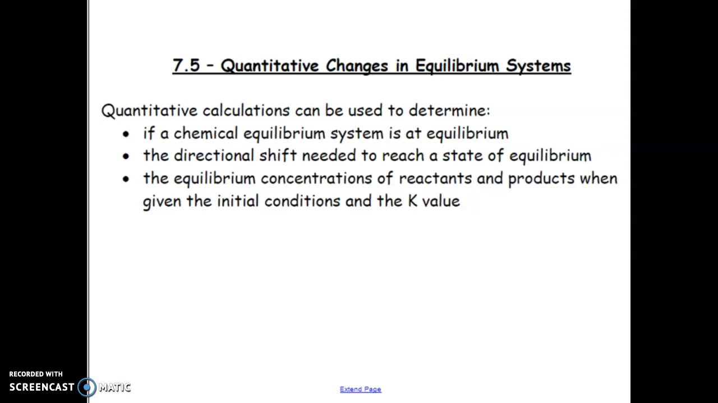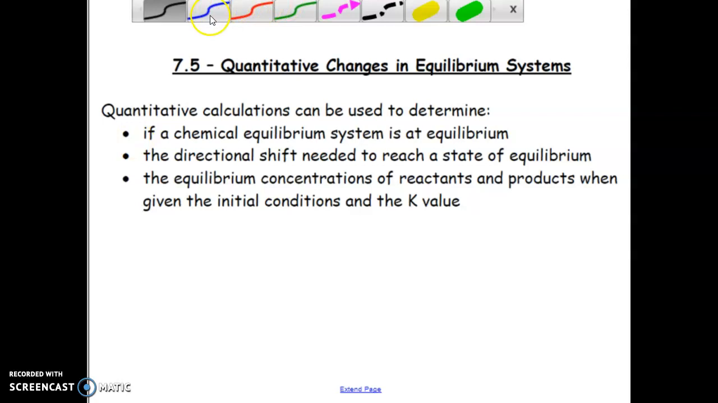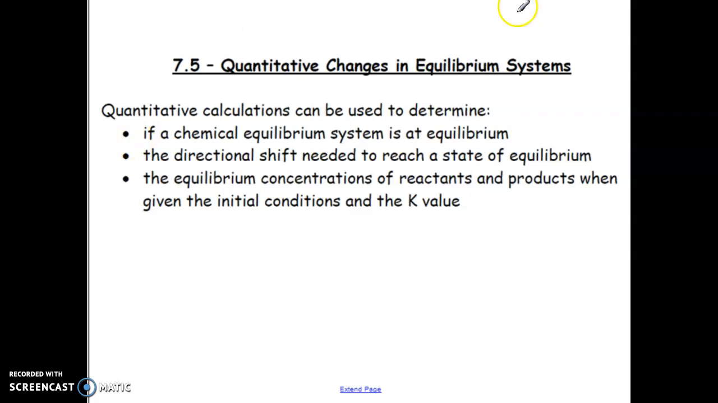So today we're going to be looking at quantitative changes. So not necessarily looking at shifting left or right, but not only saying the shift, actually calculating the changes that happen to those concentrations. And there are quite a few different scenarios you're going to come across when you're dealing with quantitative work here. So I've outlined 3 of the main ones that you will see.